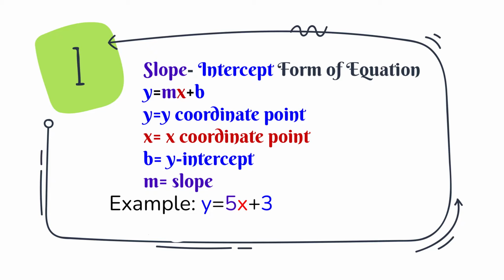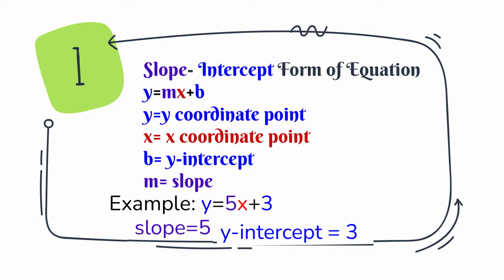So in this example, y equals 5x plus 3. Determine what the slope and y-intercept is. So in this case, the slope is 5 and the y-intercept is 3.